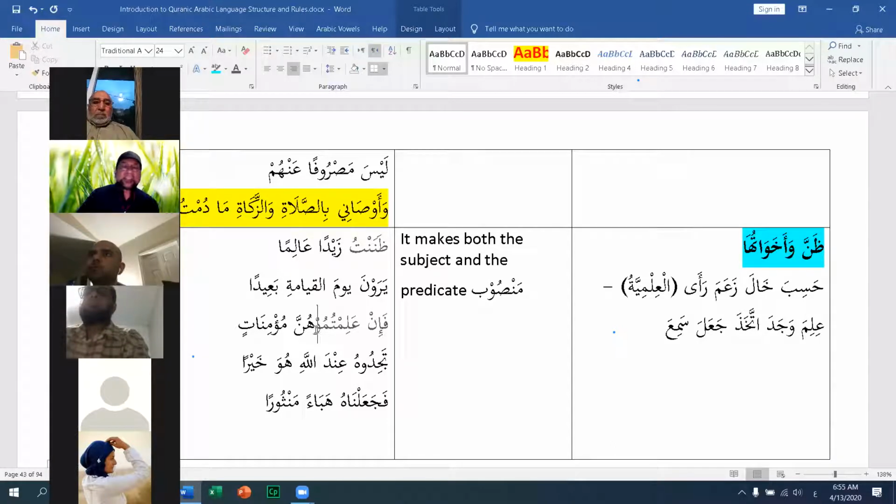This is a complex example. I'll just do it in English so you follow. They are Muslim women. If you recognize that they're Muslim women, after having tested them, don't return them to the disbelievers. فَإِنْ عَلِمْتُمُهُنَّ مُؤْمِنَاتٍ فَلَا تَرْجِعُوهُنَّ إِلَى الْكُفَّارِ. That's the ending of the ayah. فَلَا تَرْجِعُوهُنَّ إِلَى الْكُفَّارِ. Don't return them to the disbelievers.